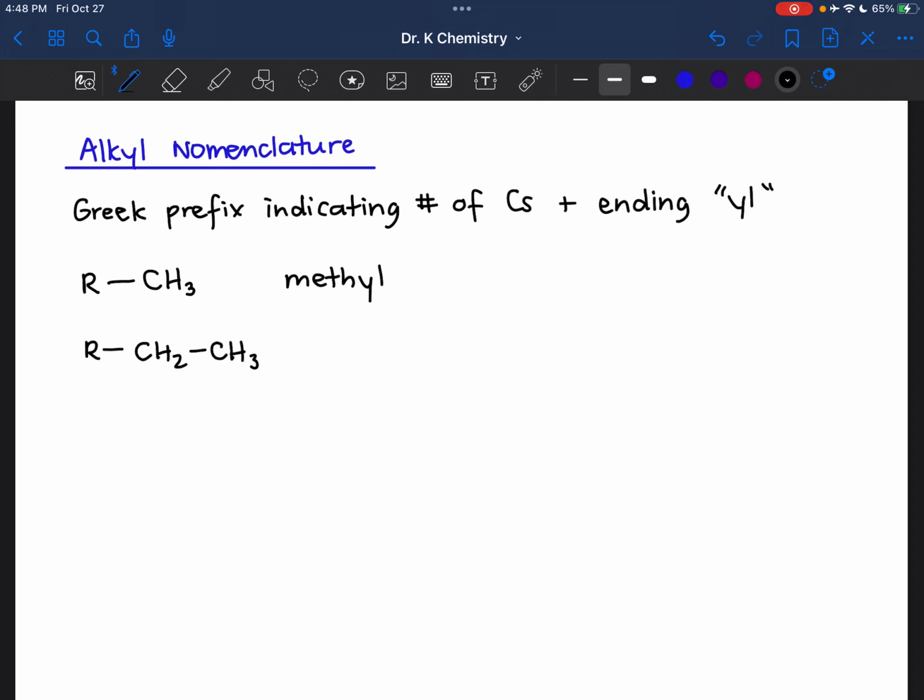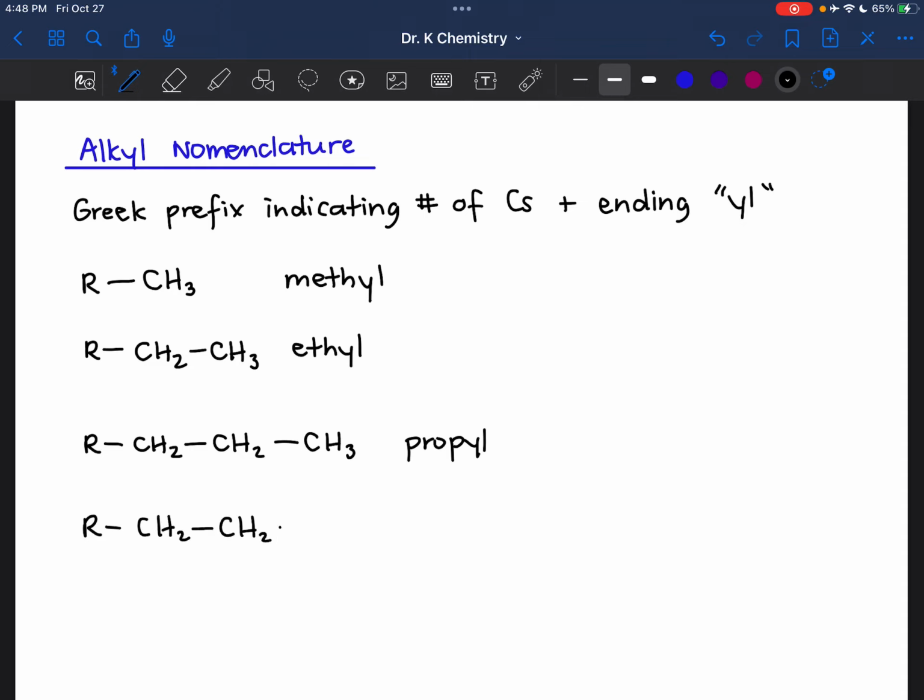If we have 2 carbons connected to a parent chain, we'll call that an ethyl group. If we have 3 carbons connected to a parent chain, we will call that a propyl group. If we have 4 carbons connected to a main chain, we will call that a butyl group. And so on and so forth. So the same type of pattern that you've been seeing thus far.